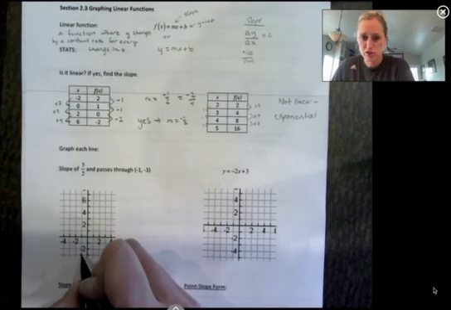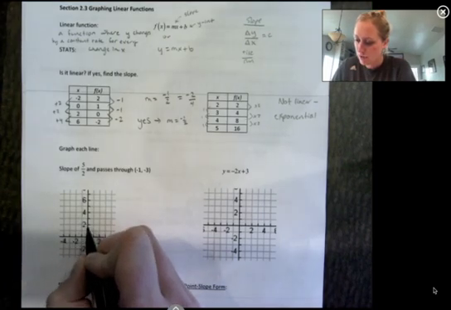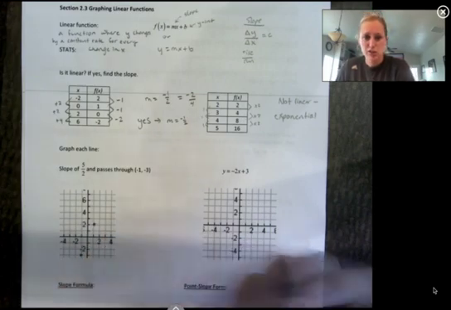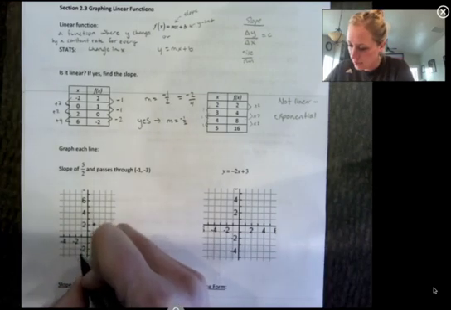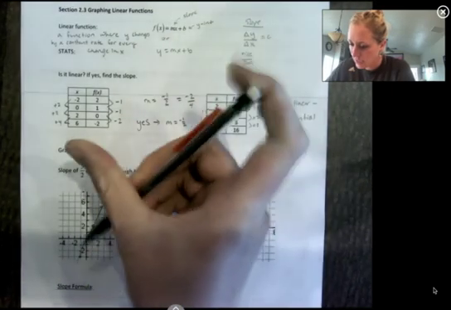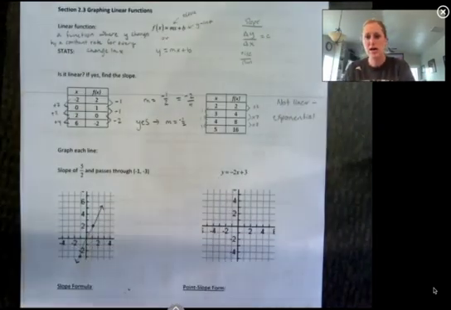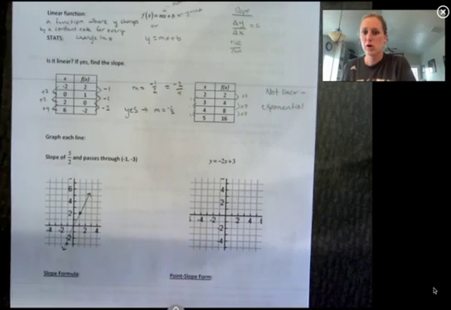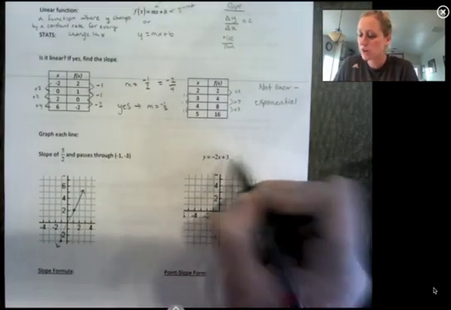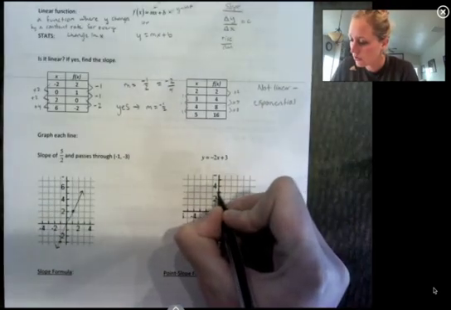So from this point I just graphed, I'm going to go up 5, 1, 2, 3, 4, 5, and over 2. All I need is 2 points to be able to draw a line. So once I have those 2 points, I'm going to connect them with a line, and then I'm going to add arrows on the end to show that that is going to continue in both directions forever. Okay, so if I'm given it in slope-intercept form, I have my y-intercept here is b, which is +3, so I'm going to put a point there on the y-axis at 3.